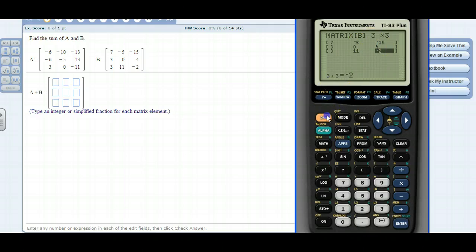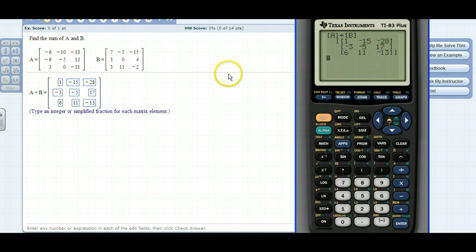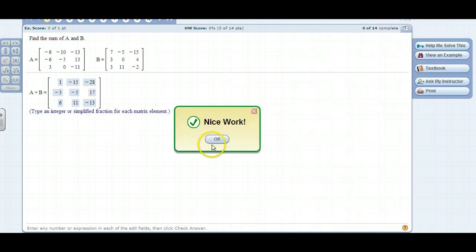Second quit again, second mode to go back to the home screen, come back into the matrix menu to call matrix A plus, because we got a plus sign in between these two. And then go back in and call matrix B. Hit enter, and then there's our answer: 1, -15, -28. A plus B gave me this. I've got it all in there. I'm going to check the answer. It says, hooray, you did it right.